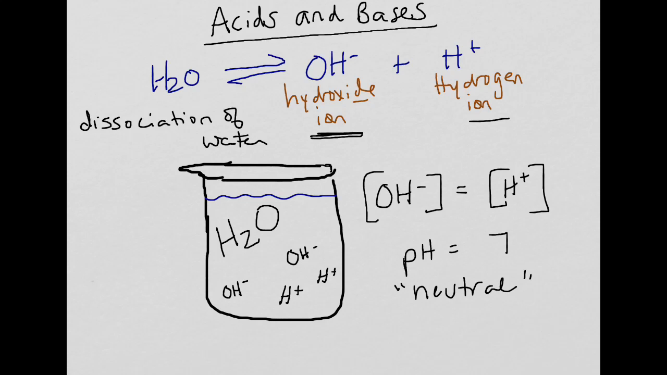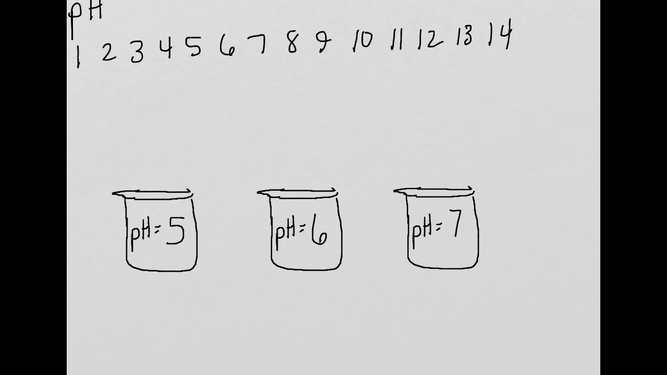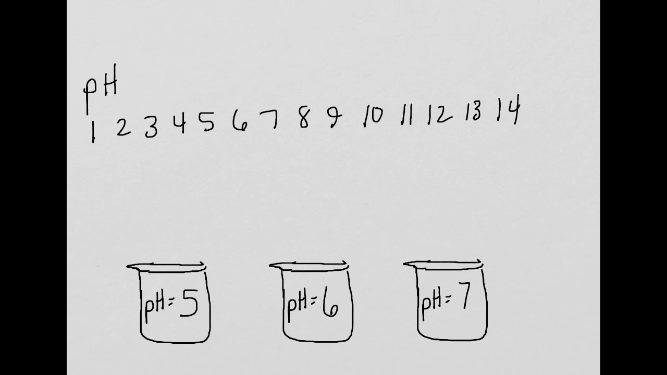Okay? All right, so what does that mean? pH scale and the number 7, what does that mean? Well, if you look at a pH scale, you'll see that it goes from 1 to 14. And pH actually means power of hydrogen. So the pH scale is really measuring the concentration of hydrogen in a solution. How much hydrogen is in there?